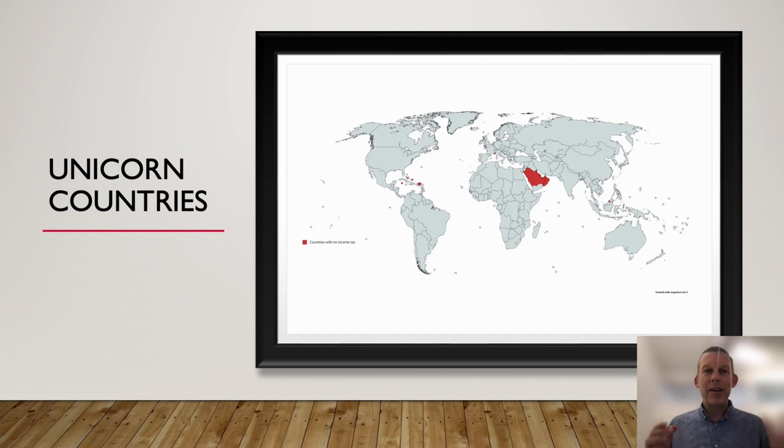To show you a global map, there are a handful of islands in the Caribbean and a handful of countries in the Middle East. Frankly, I don't want to live in any of those places. The Caribbean islands maybe a little bit more, but they make it really difficult to stay there. I've tried. So I wouldn't try to say, well, I'll move to Saudi Arabia to become tax-free. It's not that simple.